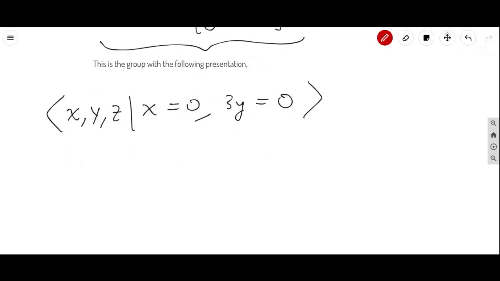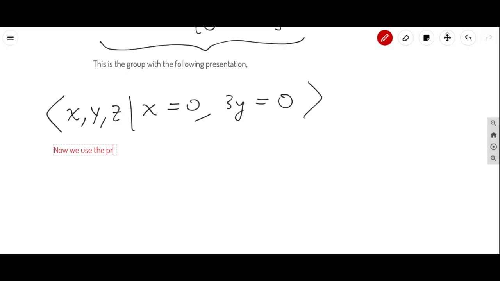So what does this mean? This means X is just the identity element, and Y is a generator. Well, actually, let me do this. I think you're going to find this easier. This is going to fit very, very nicely with what we said before. Now we use the product presentation.